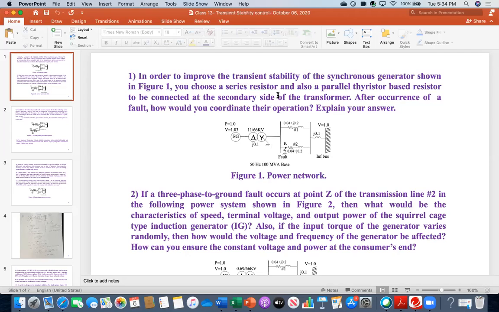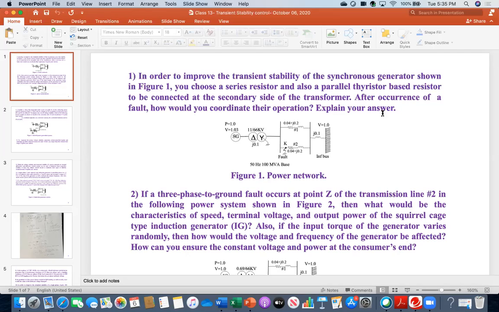The thing is that the series resistor will be connected in series, and you can easily understand that during a fault there will be a high value of fault current. So the series resistor will definitely suppress the magnitude. It will reduce the magnitude of fault current. That is the objective. And it is connected in series, of course through a switch, which you can assume. So during the fault, that switch will be activated and the resistor will be in circuit. And then the parallel braking resistor, which is that thyristor based switching circuit, you noticed before that it is connected in parallel.